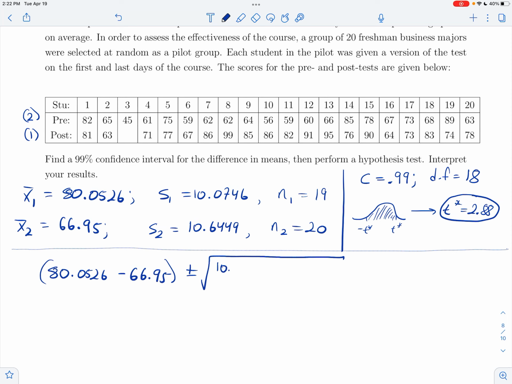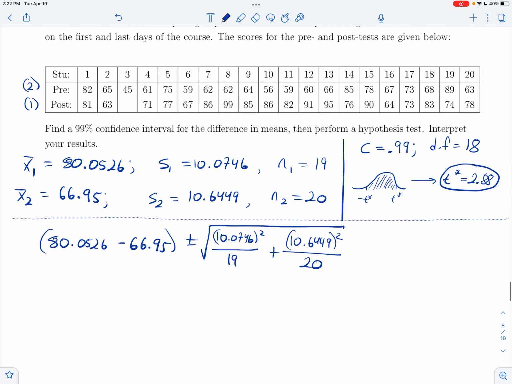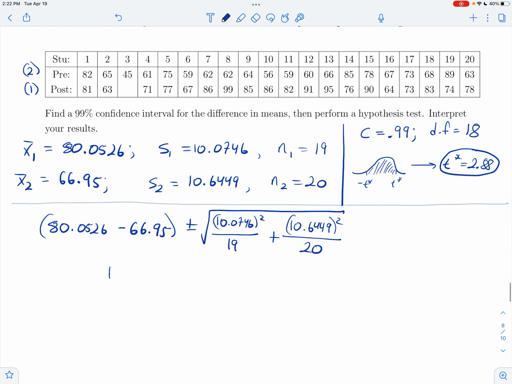sample standard deviation, 10.0746. I square that and I divide by my first population size of 19. Then I take the other one, 10.6449, and I square it and I divide by 20, and that's it. You have to compute that, and when you do, you'll get 13.1026 plus or minus 9.55. I'll knock off the 003. There's a little bit more if you didn't round everything.